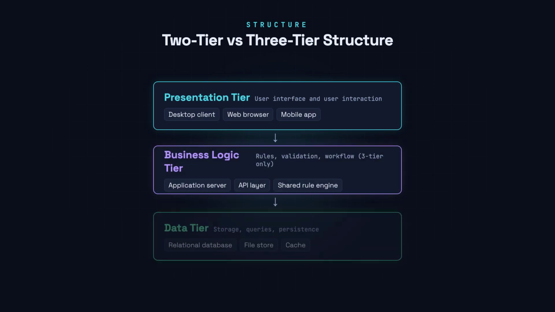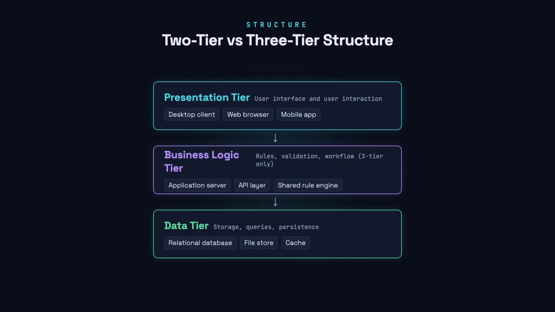In a two-tier design, the presentation tier talks directly to the data tier. The client holds the business logic itself. In a three-tier design, a dedicated middle tier sits between them, owning all the rules and shielding the database from direct client access. The tiers are the same three responsibilities in both cases: presentation, logic, and data. The difference is whether the logic lives inside the client or in its own separate layer.